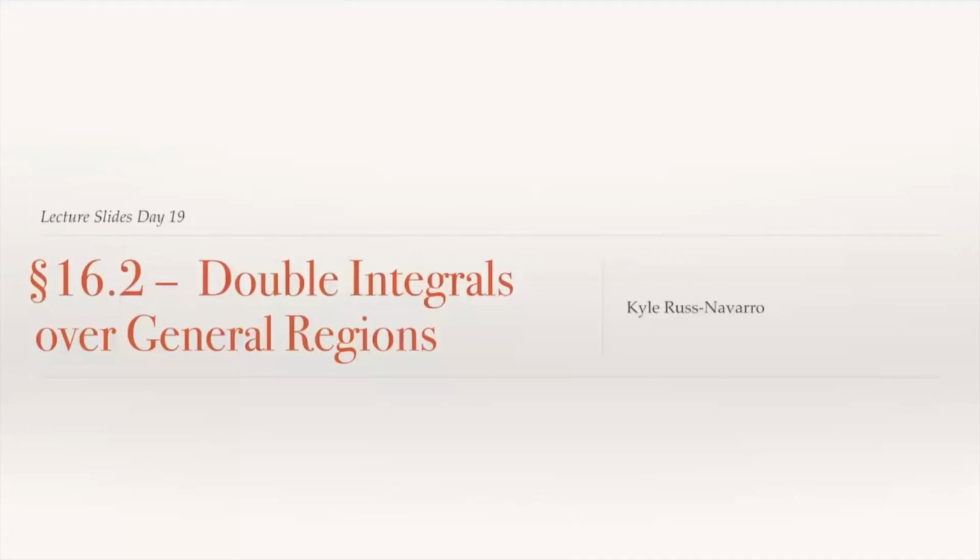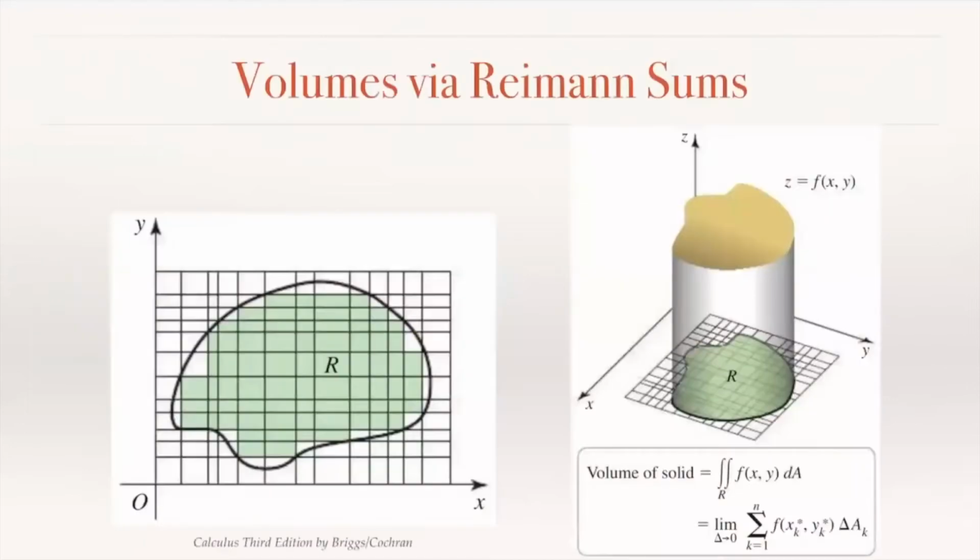Hello and welcome to the chapter 16.2 lecture on double integrals over general regions. So last time we talked about double integrals over rectangular regions, but we're going to take a double integral over a region that is non-rectangular. And the rigorous definition is quite analogous. It would be the sum of the volumes of the rectangular solids as their bases go to 0 in area, no matter how they're sliced.